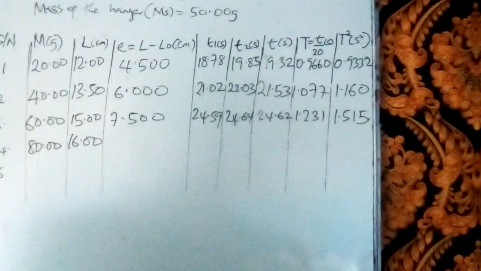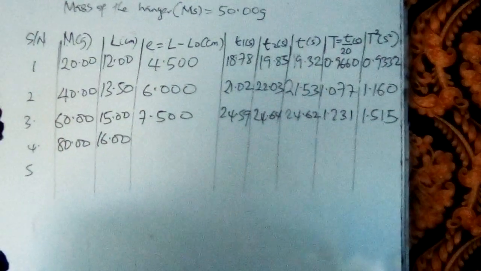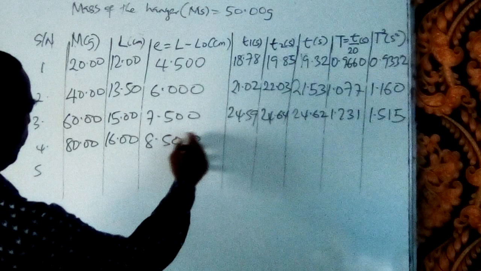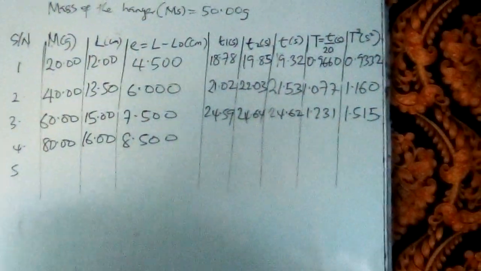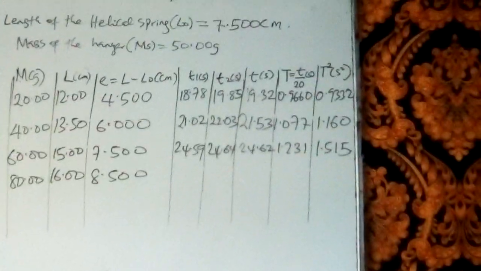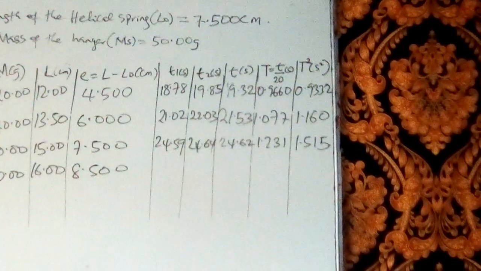Then the difference between this length and the original length is my extension. To subtract, that gives us 8.500. That is right. Then we now move into oscillation of the 80-gram mass. Are you ready? Move your stopwatch to 0.